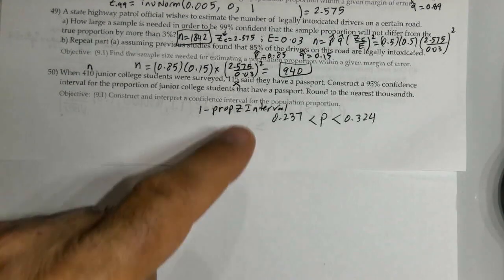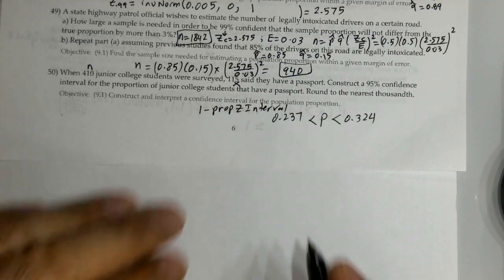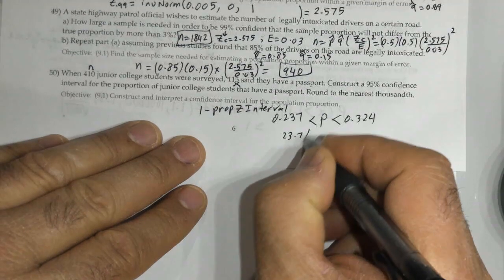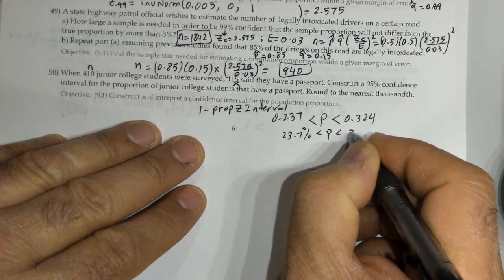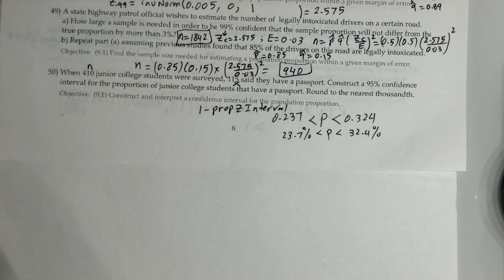You say with 95% confidence, we can say that the true proportion of junior college students that have a passport is between 23.7% and 32.4%.